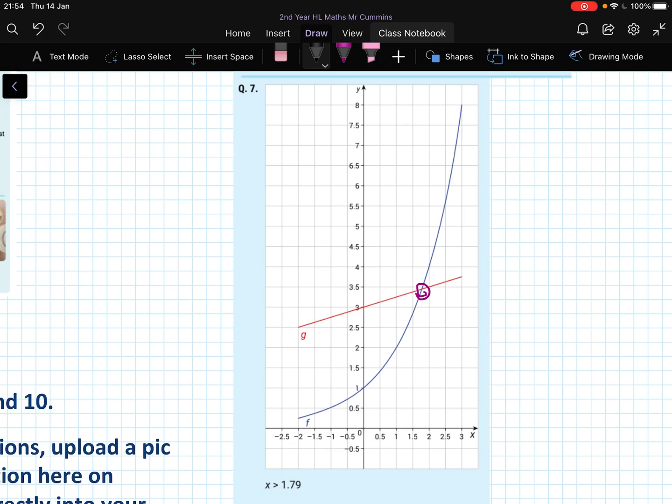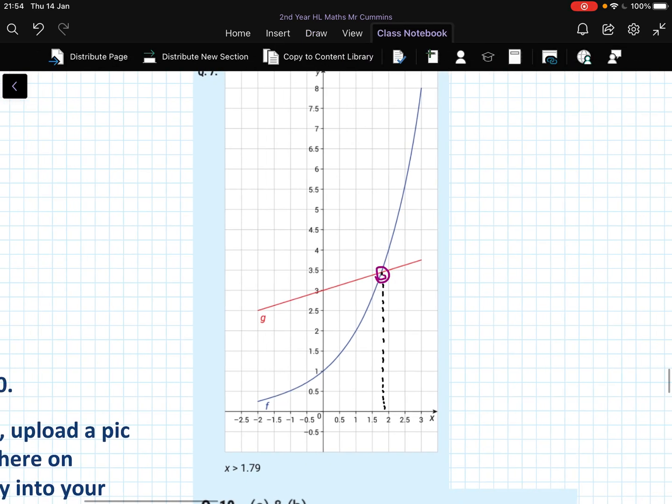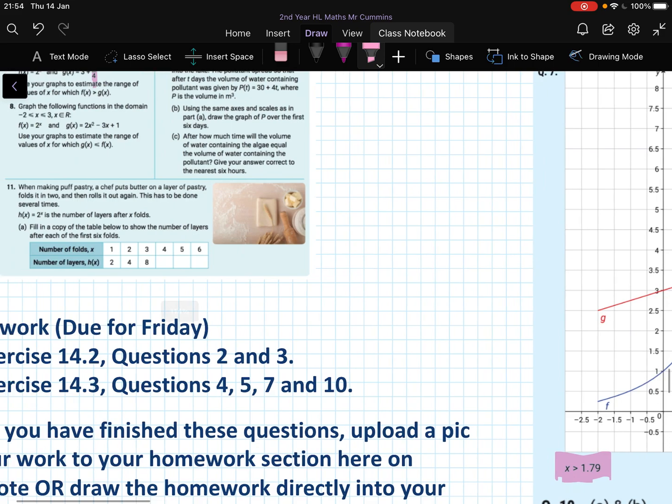So if we get our line and we draw our line down, somewhere around 1.8. Oh yeah, there we go. So the answer is 1.79. So same every time. You just find out where they meet, and everywhere after that, one is greater than the other, or one is less than the other.